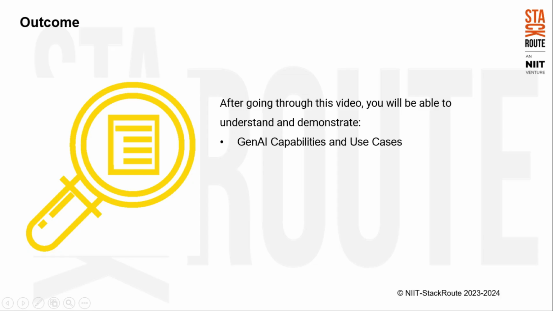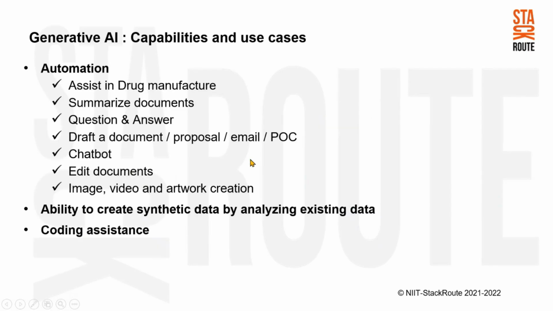In this video, we will talk about capabilities and use cases. So these are the capabilities and use cases. In GenAI, it is used for drug manufacturing by mixing and matching the different combinations of proteins, which if you do manually, it takes a lot of time. But using compound computing, it becomes very easy and it is used in a big way.